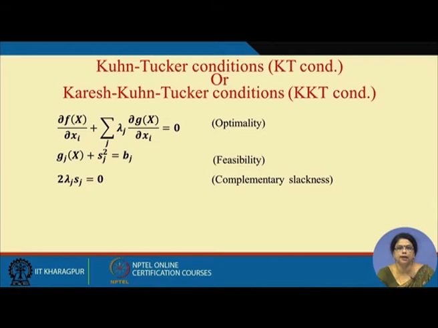The first set is the first order derivative of the Lagrange function with respect to the decision variables. We are getting the optimality conditions. Now, differentiating with respect to the KKT multiplier, we will get the feasibility condition, and if we differentiate L with respect to the slack variables Sj, then we will get the complementary slackness condition.